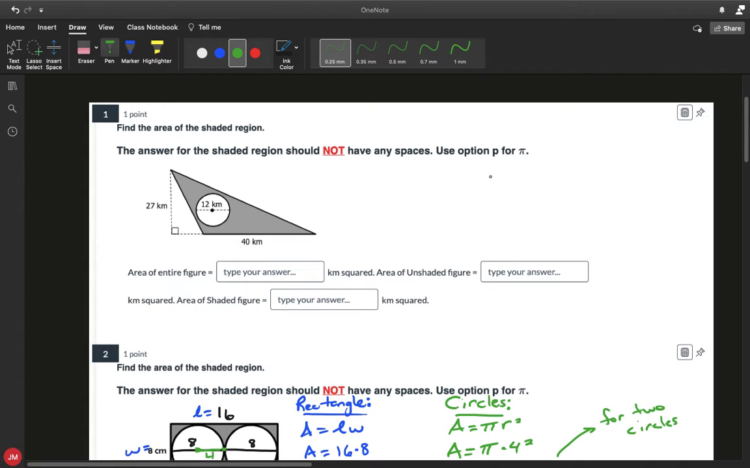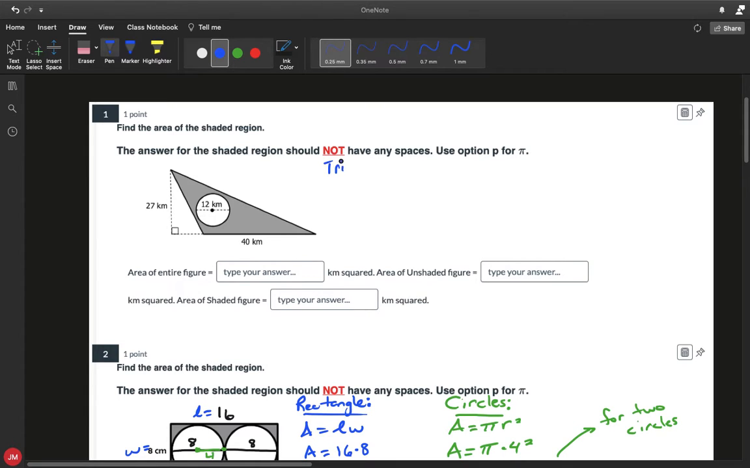All right. So with number 1, we've got the area for our shaded region that we're trying to find, which is the triangle. In order to do that, we're going to have to also take away the area for this circle, which is not shaded. So let's go ahead and find the area for our entire triangle first.